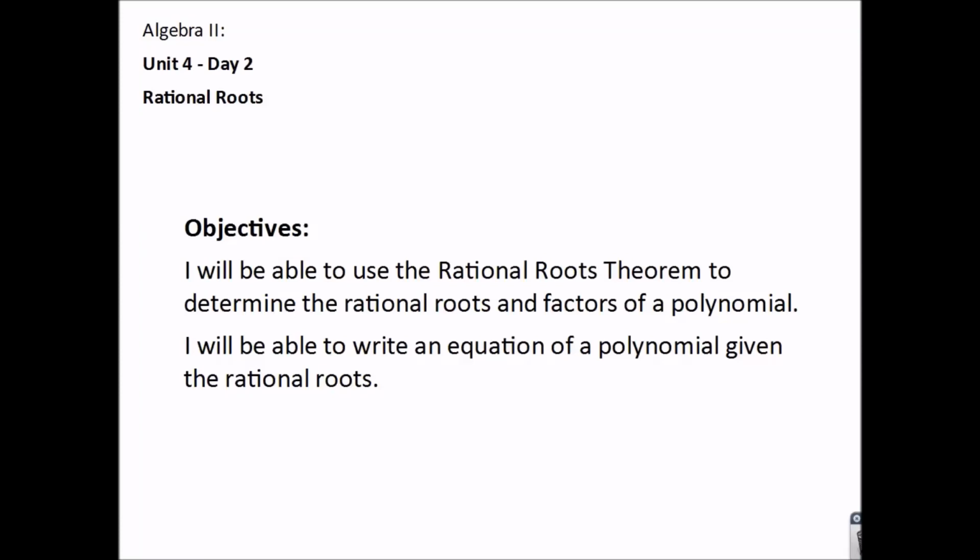Today we're going to be talking about finding the rational roots of polynomials. By the end of this video, you should be able to use the rational roots theorem to determine the rational roots and factors of a polynomial, and you should be able to write an equation of a polynomial given the rational roots.